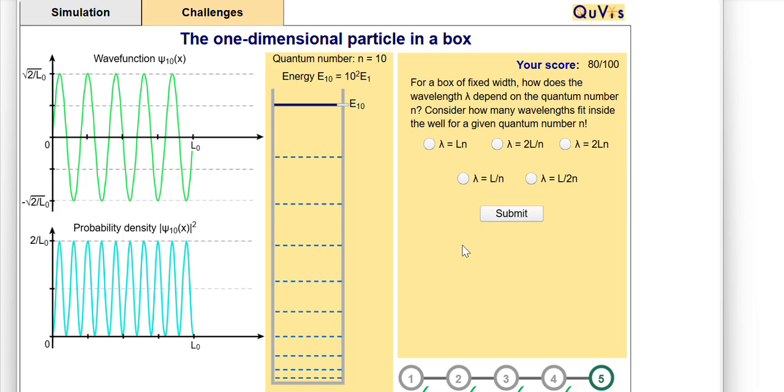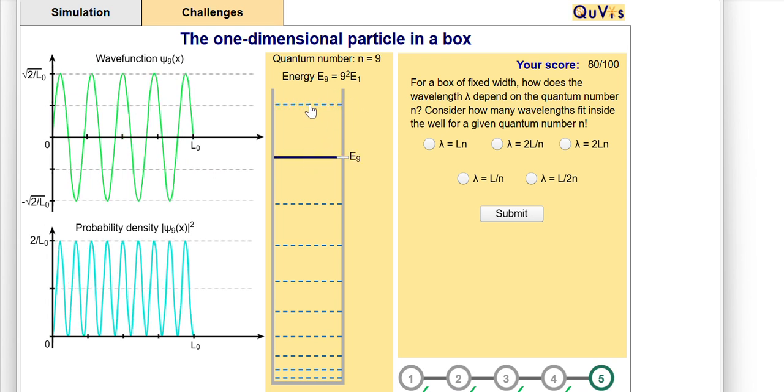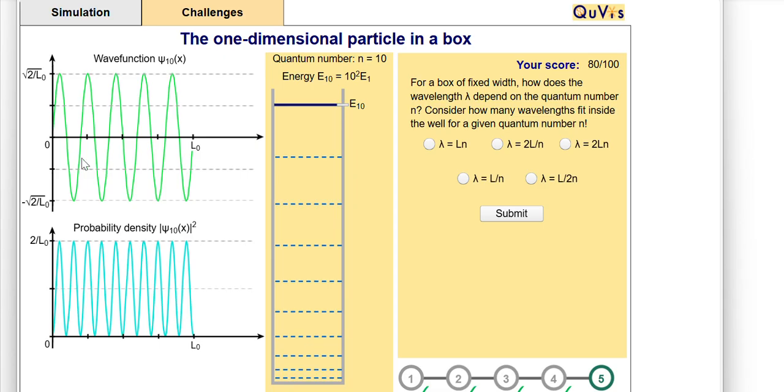Okay, move on to the last question. For fixed width, how does the wavelength lambda depend on the quantum number n? I think we found the relationship already, but we can sort of derive it. So how does wavelength relate to quantum number? So this is E10. I think it doesn't matter which E you find, you get the relationship. So I just find one with a nice lambda. So this is 1 wavelength, 2, 3, 4, 5 wavelengths. So 5 wavelengths equal L.